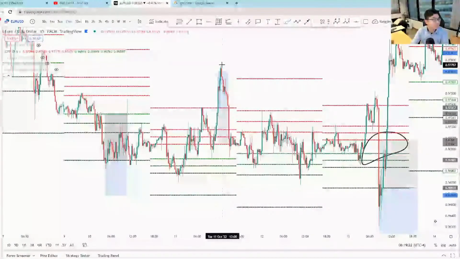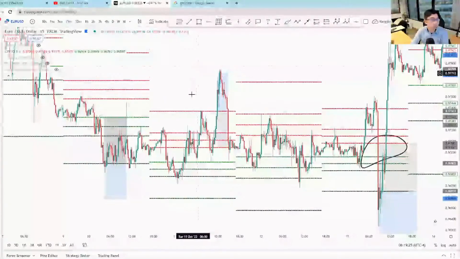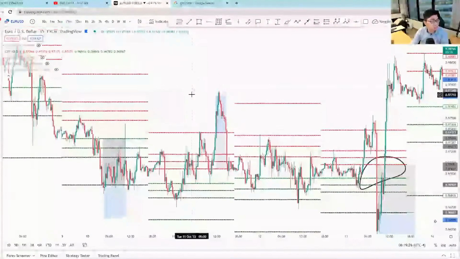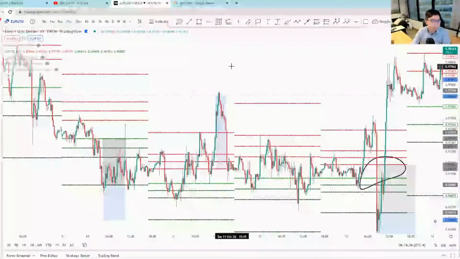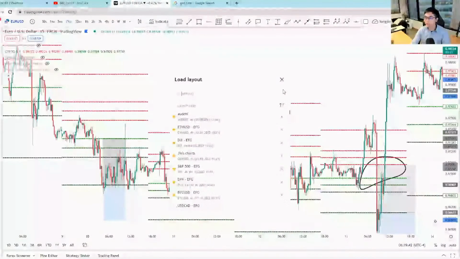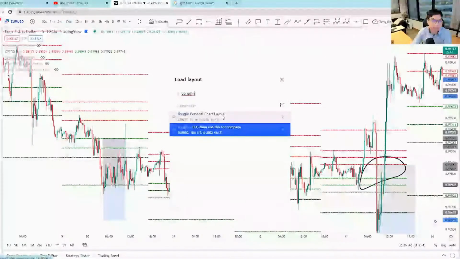Do you have a robot? No, I do not use a robot. I trade using a naked chart, actually. So what do I mean by a naked chart? I do not use any indicators when I am trading. Later, I will open up my personal chart layout, which I'll show you. There are zero indicators involved.